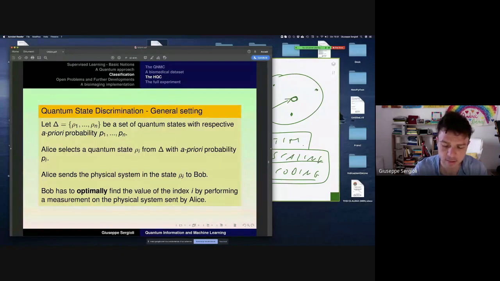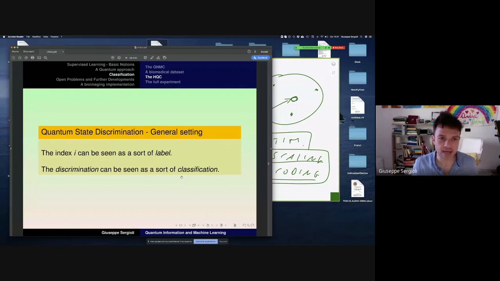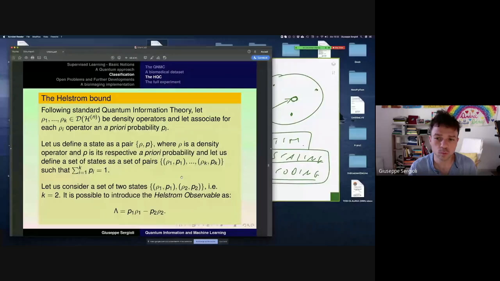So in a certain sense, I am describing in a very naive way the problem of quantum state discrimination. It is obviously more complex. It is a particular part of quantum information theory. But generally, we can naturally see an analogy with the classification problem, because in a certain sense, the index i can be seen as a sort of label, and the problem of discrimination can be seen as a sort of classification. So we can take inspiration from quantum state discrimination in order to provide a new setting of a quantum inspired classifier, or just quantum learning.